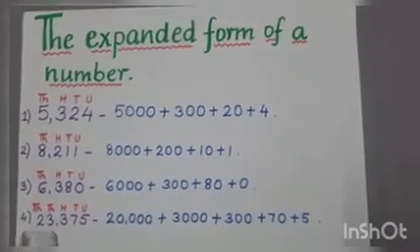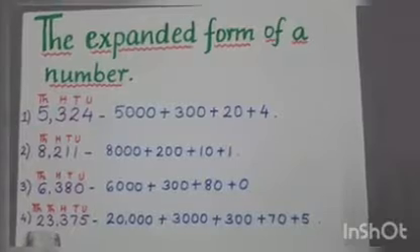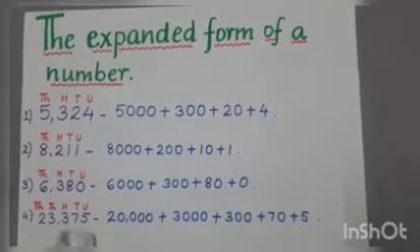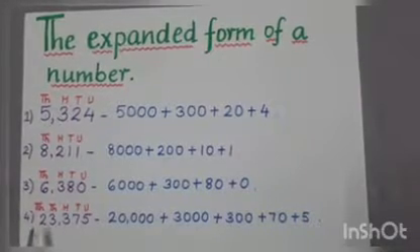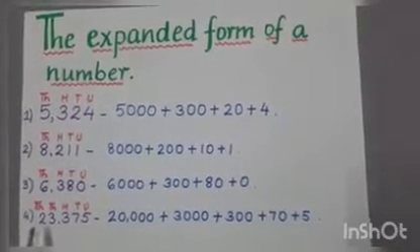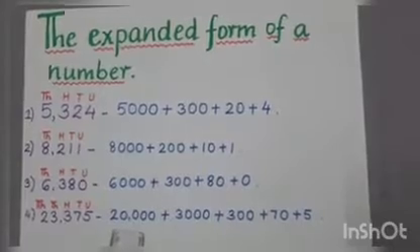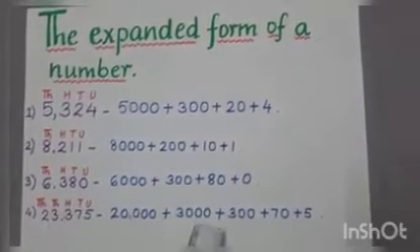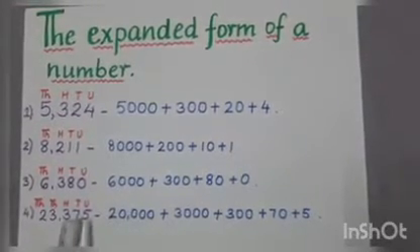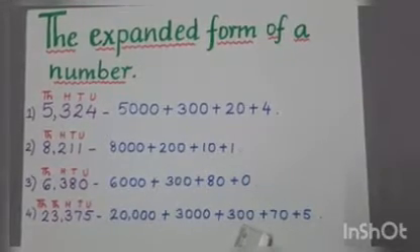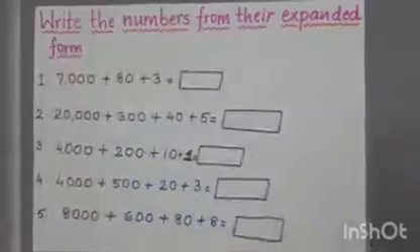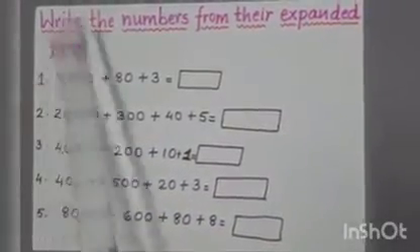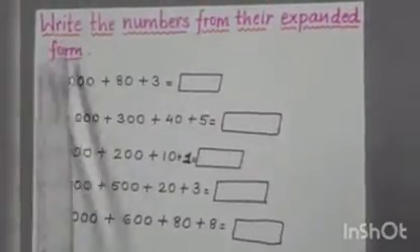The last number is a 5-digit number, that is 23,375. So 2 is in 10,000's place. So we will write 20,000 plus 3,000, plus 3 is again in hundreds position, so 300, plus 70. Next we have, children, we have to write the numbers from the expanded form.